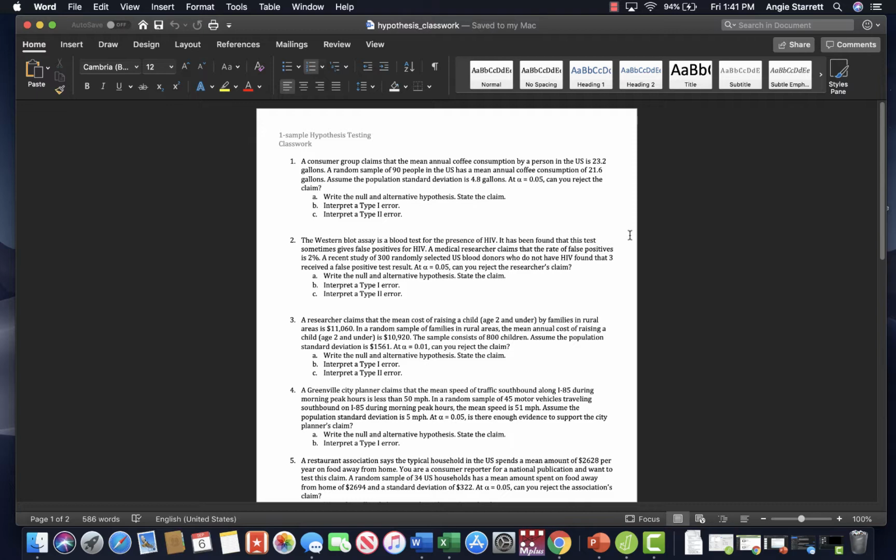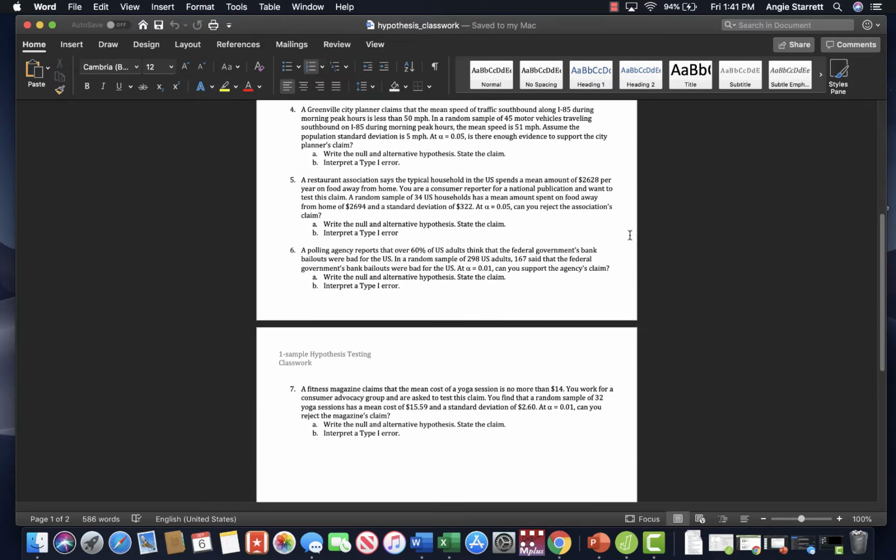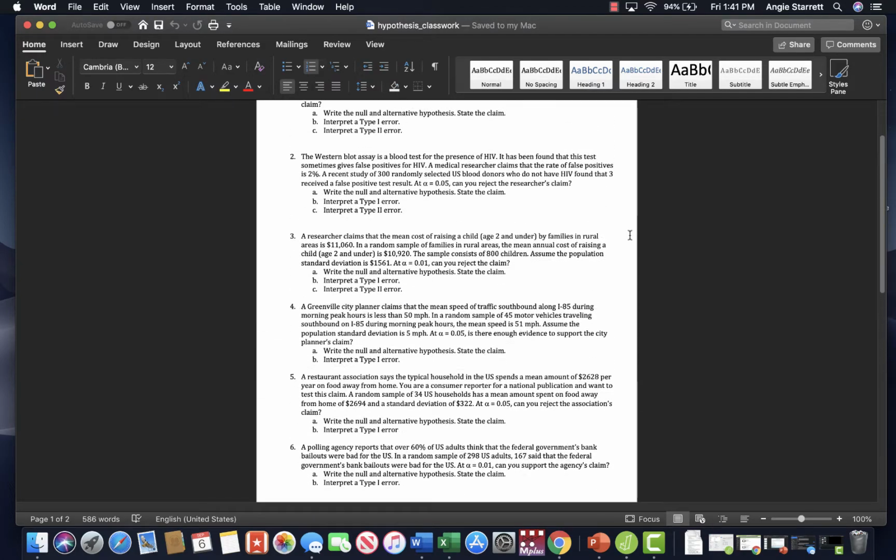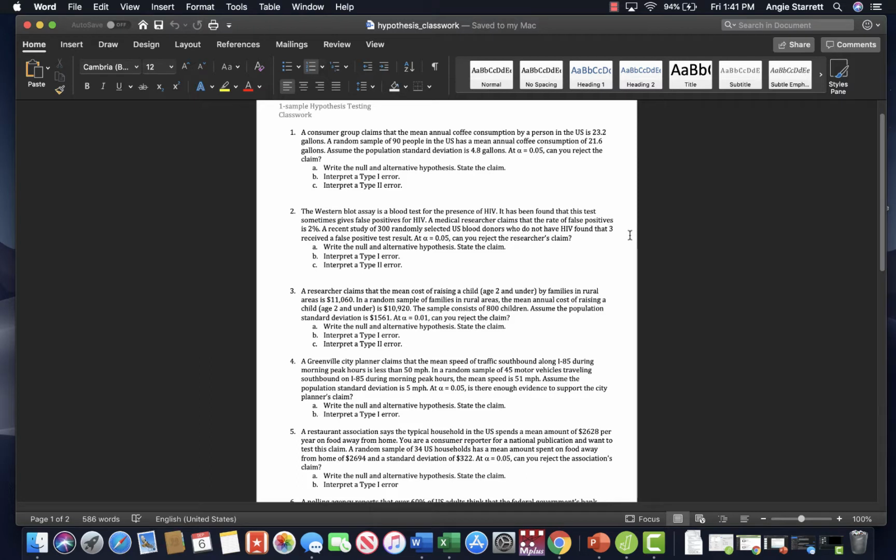All right, so the purpose of these 7 problems is to practice writing the null and alternative hypotheses, stating which one is the claim in the problem that we read, and then practice writing both type 1 and type 2 errors. In my experience teaching statistics over the last 12 years, this has been the part that the students have the hardest time with, just writing the null and alternative hypotheses.